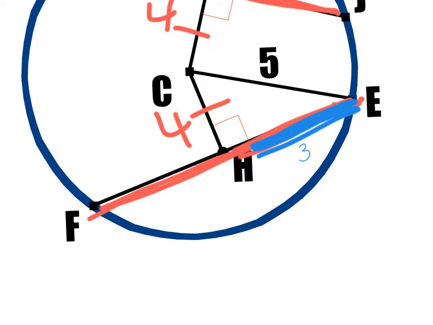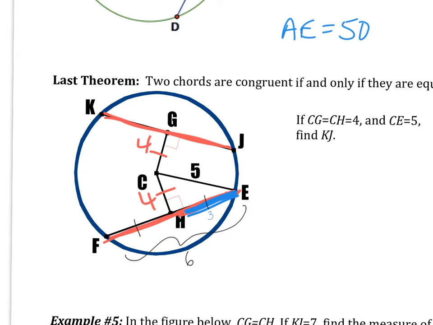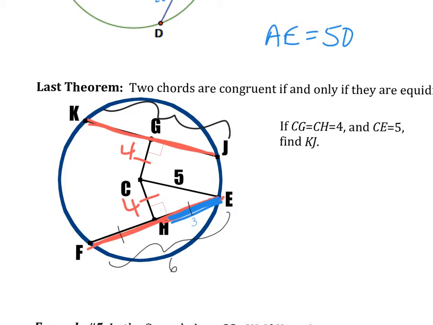Okay? Now, do you see how CH is coming from the center? So it's part of the diameter. It's perpendicular to FE, which means, based upon our previous theorem, tick, tick. So what's the length of FE? 6. And based upon the theorem that we just wrote down, two chords are congruent if they're the same distance away from the center. What's KJ? KJ is 6. Okay?